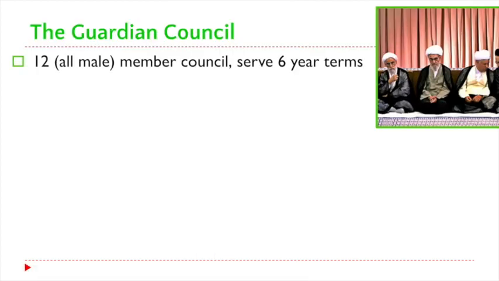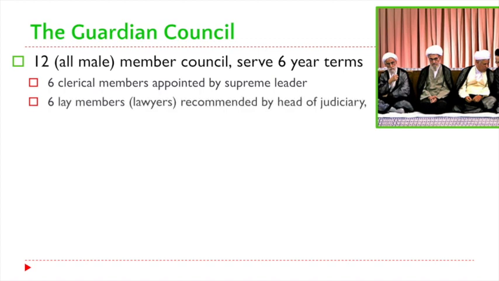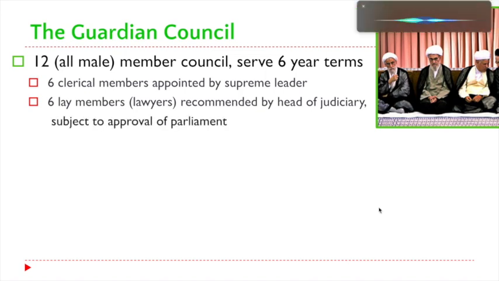Now, I already mentioned the Guardian Council. The Guardian Council is certainly an important position. It's an important theocratic element of the Iranian government. You already know that 6 of their members are chosen by the Supreme Leader. It's a 12-member council. 6 of them are clerics chosen right from the Supreme Leader, so he can choose his most trusted allies to go here. And the other 6 are lawyers that are recommended by the head of Judiciary and approved by the Parliament.